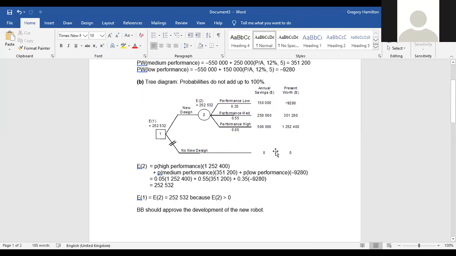But if you use the new design, it could be low performance, medium performance, or high performance. And we know that the annual savings that we would receive from each of those would be 150 for low, 250 for medium, and 500 for high. And we have calculated the present worth based on those. And so the present worth is here.